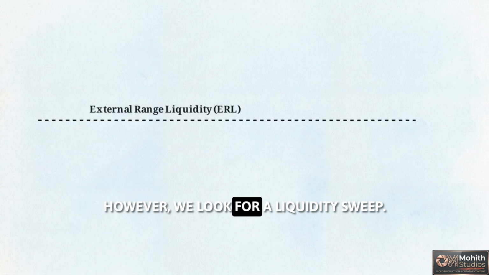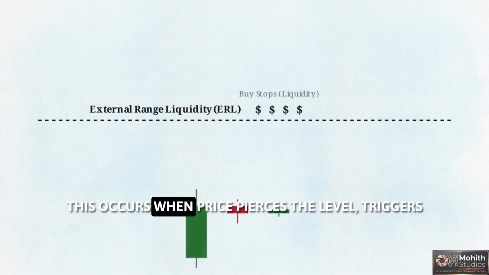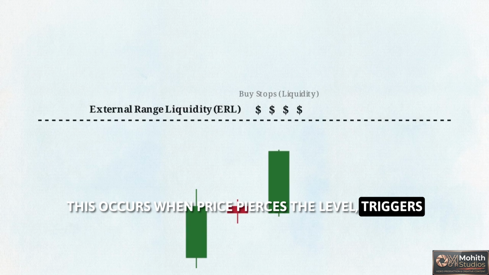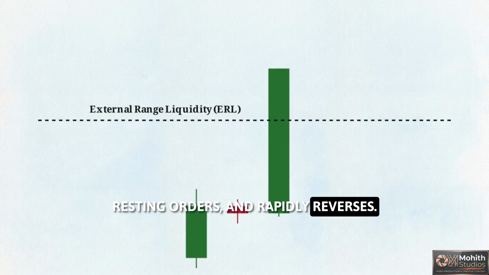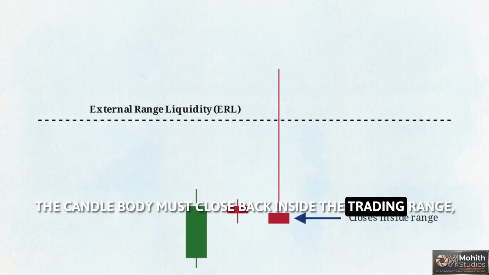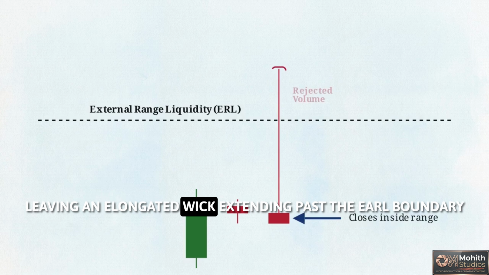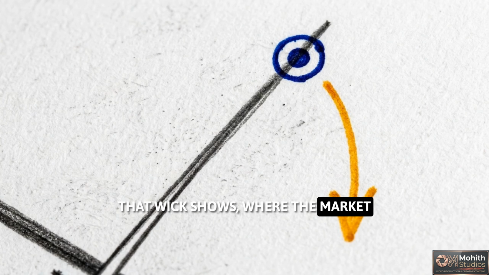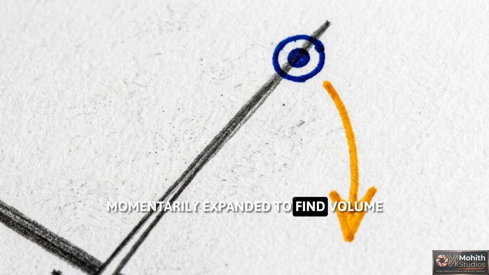However, we look for a liquidity sweep. This occurs when price pierces the level, triggers resting orders, and rapidly reverses. To confirm the sweep, the candle body must close back inside the trading range, leaving an elongated wick extending past the ERL boundary. That wick shows where the market momentarily expanded to find volume before the direction shifted.